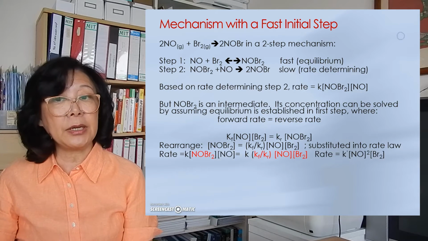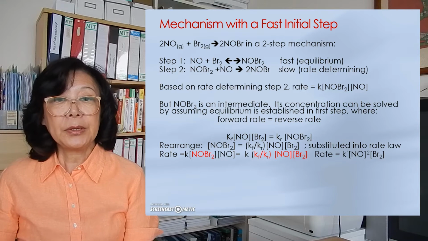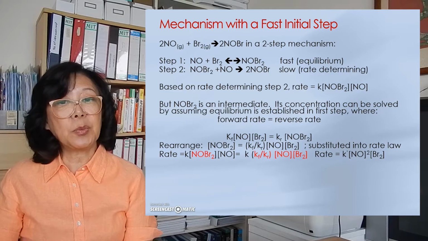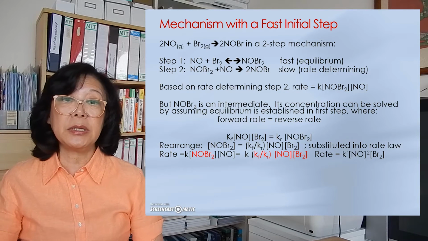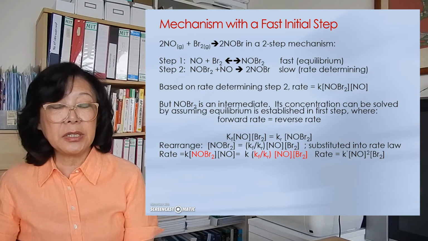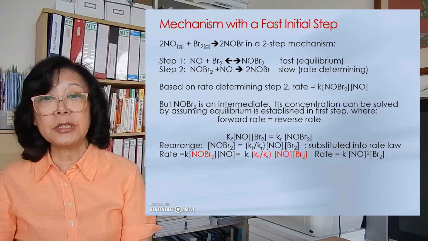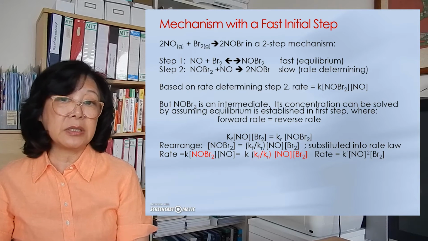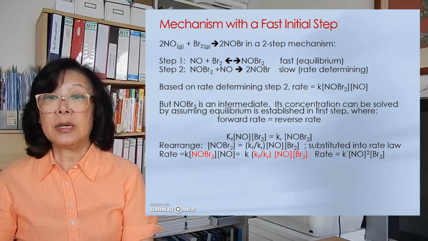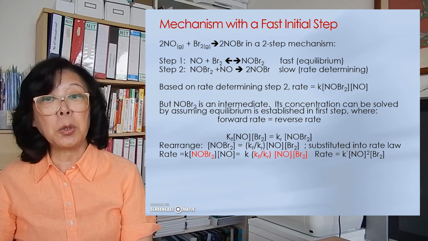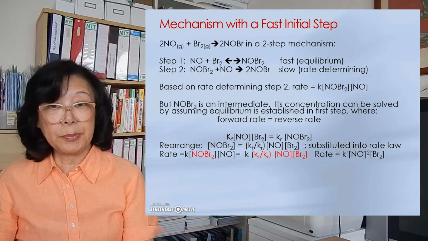Now we substitute that into the overall rate law, and we can see that the rate is equal to k times the intermediate times NO. The intermediate is in red. Now we are replacing the intermediate with real measurable terms and combining all the rate constants, all the k's together, and calling it k prime. And so rate is k prime times NO raised to the power 2 times Br2.